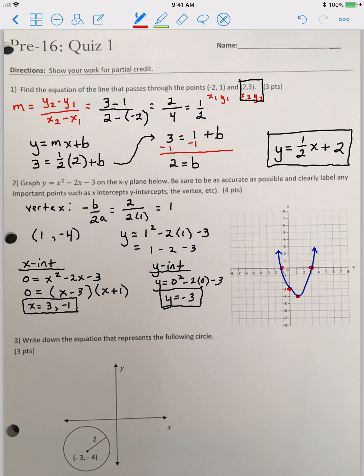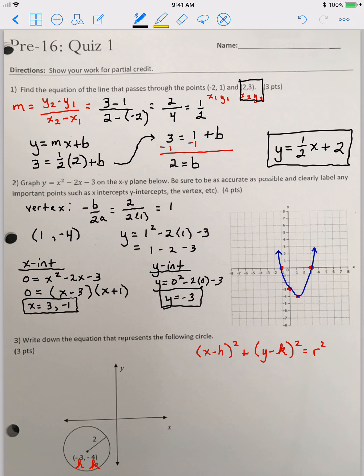Finally, our last question says, write down the equation that represents the following circle. And so we wrote our circle equation before was x minus h quantity squared plus y minus k quantity squared is equal to the radius squared. So let's look at what they gave us. The h and k are supposed to be the center of the circle. So they gave us the center of our circle is -3, so that's our h value, and -4, that's our k value. And the radius of this circle is 2.